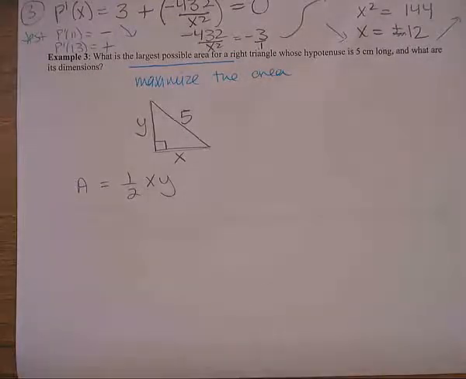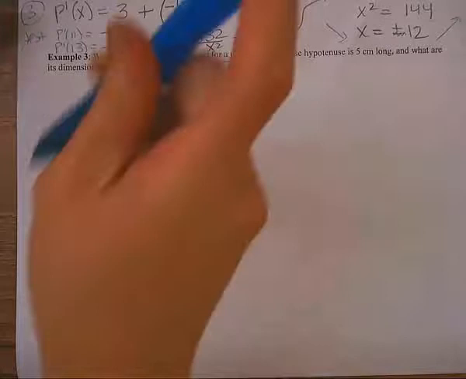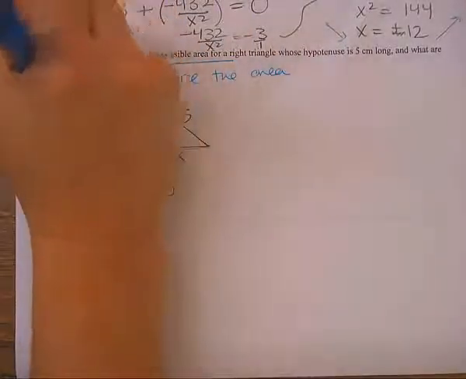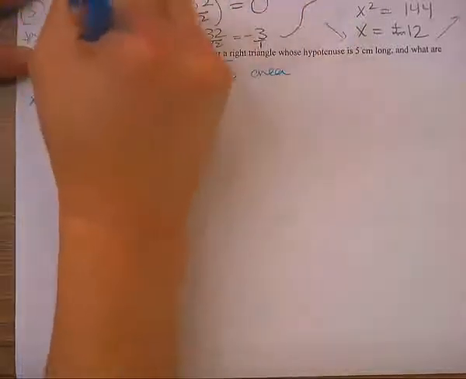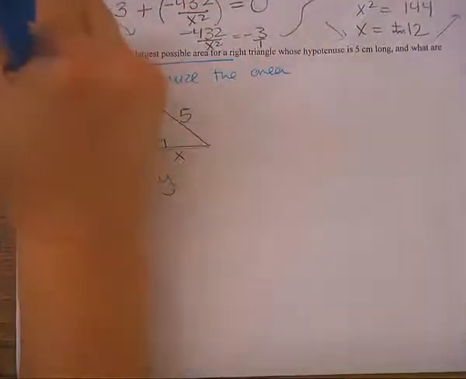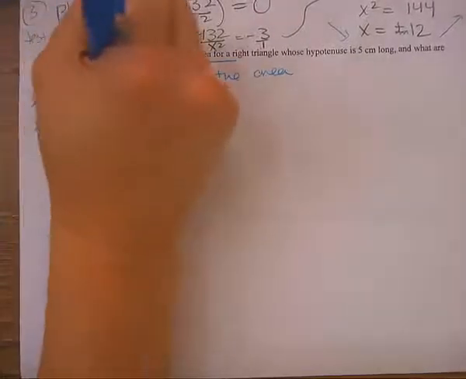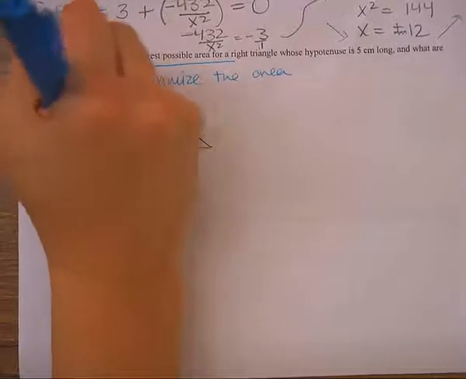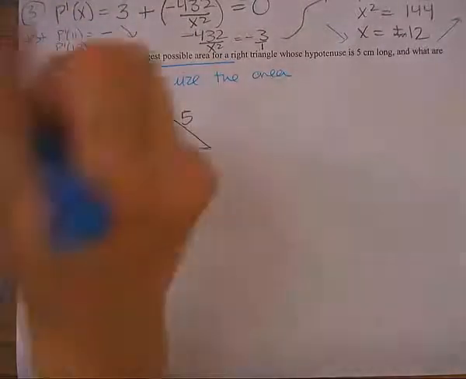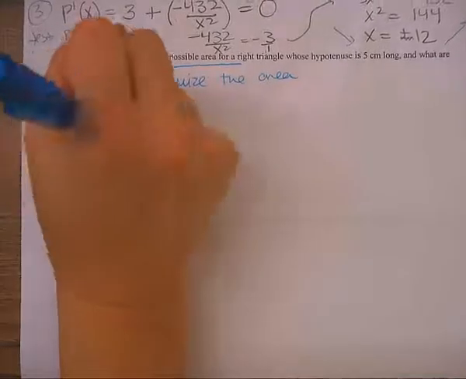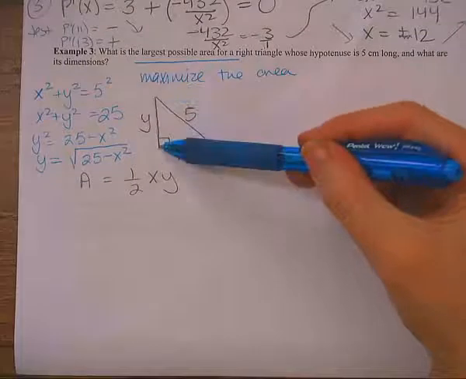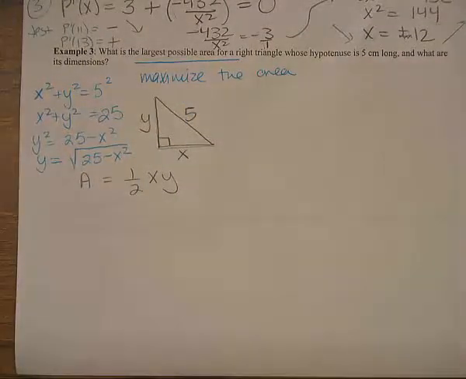So hopefully you thought about the Pythagorean theorem. So we could remember that this side squared plus y squared would equal the hypotenuse squared. So I know that x squared plus y squared is equal to 25. So that tells me that y squared would be 25 minus x squared. And then of course that y is equal to, I'll just use the positive square root because I'm talking about a length. Y is not going to be negative, so I would use the positive square root of 25 minus x squared.